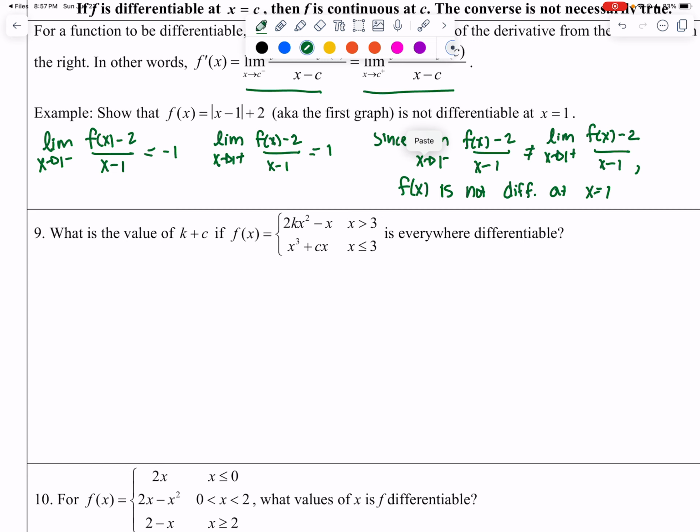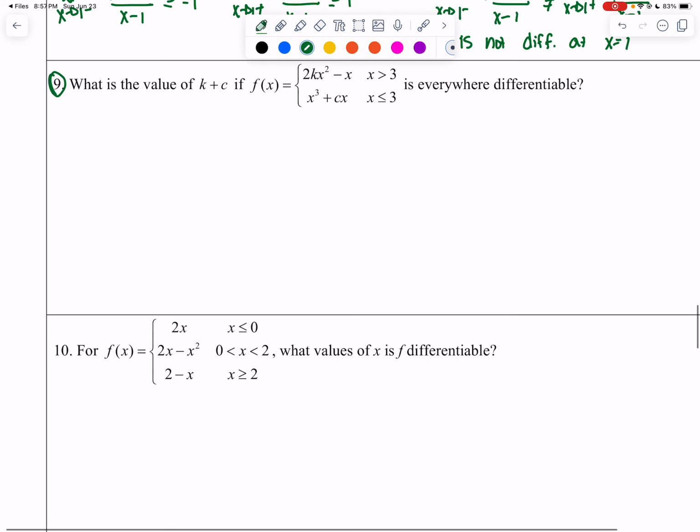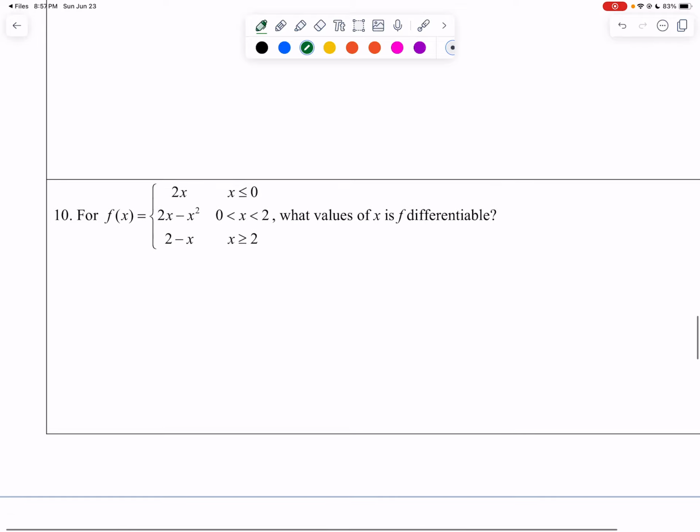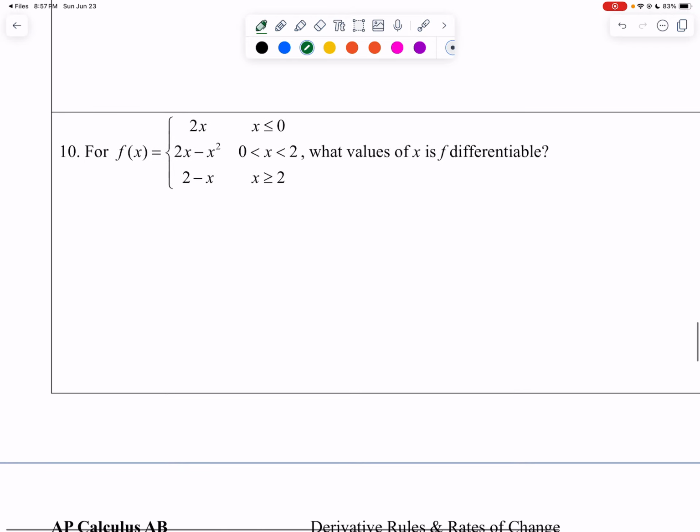There's a video on number 9 that I've already posted on YouTube, so I'm going to skip number 9, but I am going to do number 10 here. Number 10 says, for what values of x is f differentiable? If f is differentiable, then it has to be continuous. So I'm going to be looking at two main points: x equals 0 and x equals 2.